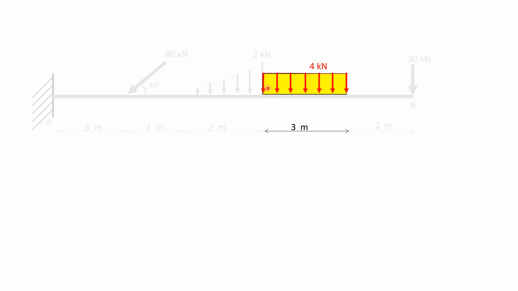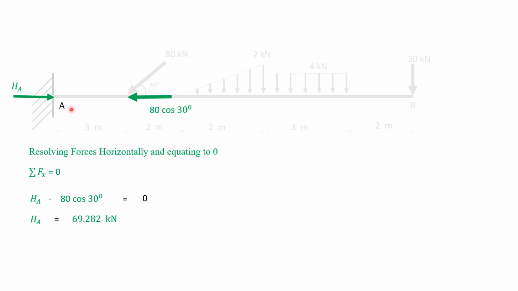and this rectangular loading has to be converted to single point load, 4 into 3, 12 kilonewton acting at half the distance of 3, at 1.5 meters, and this moment is anti-clockwise.